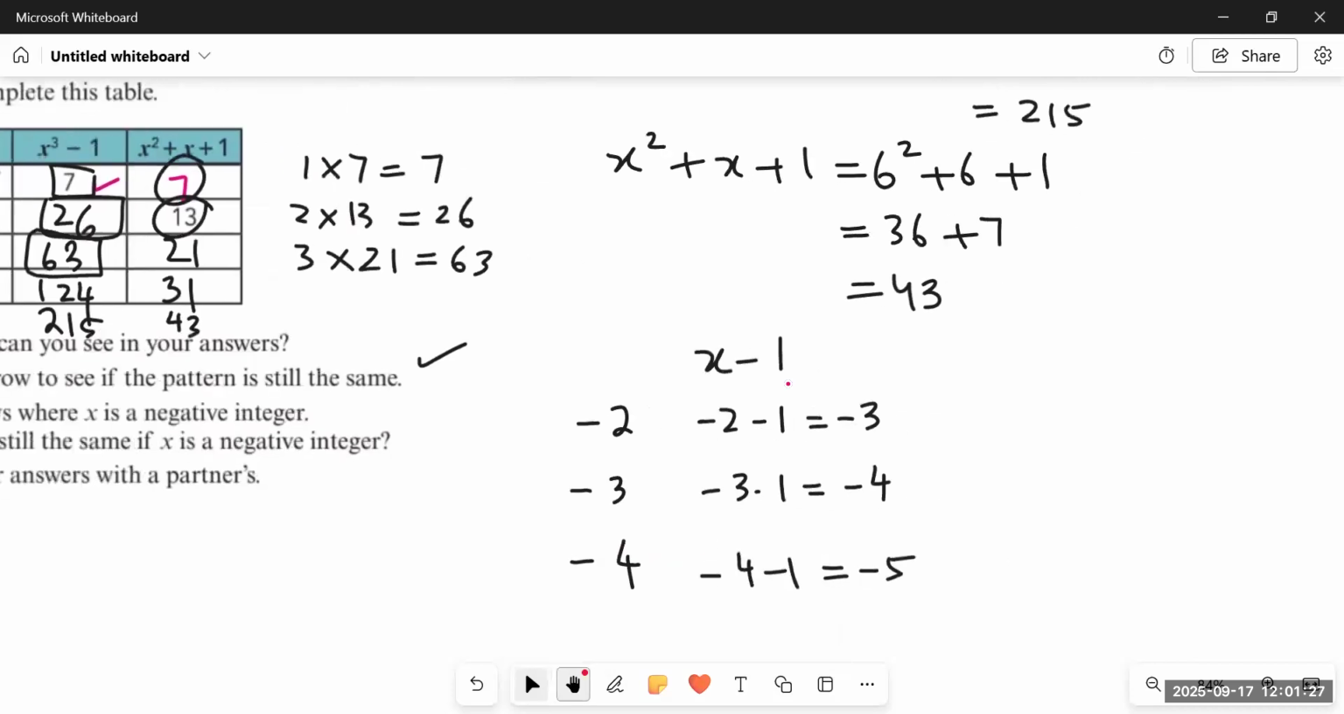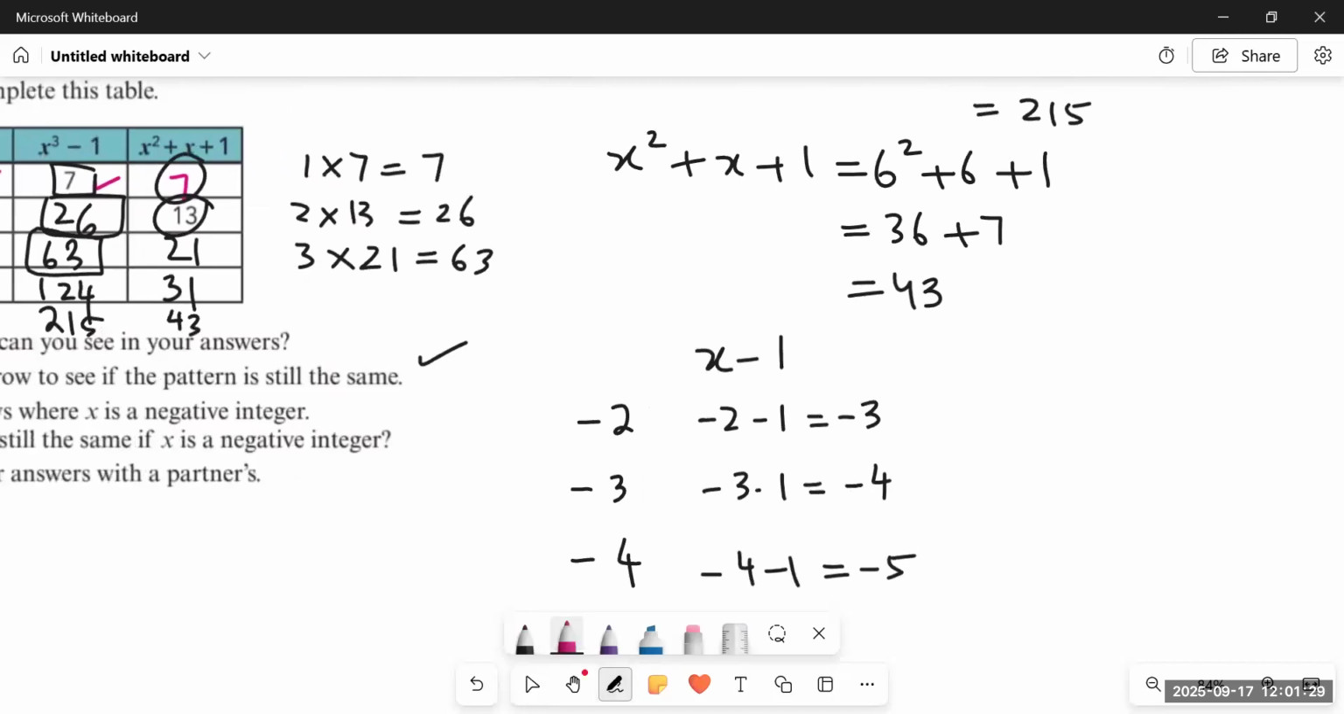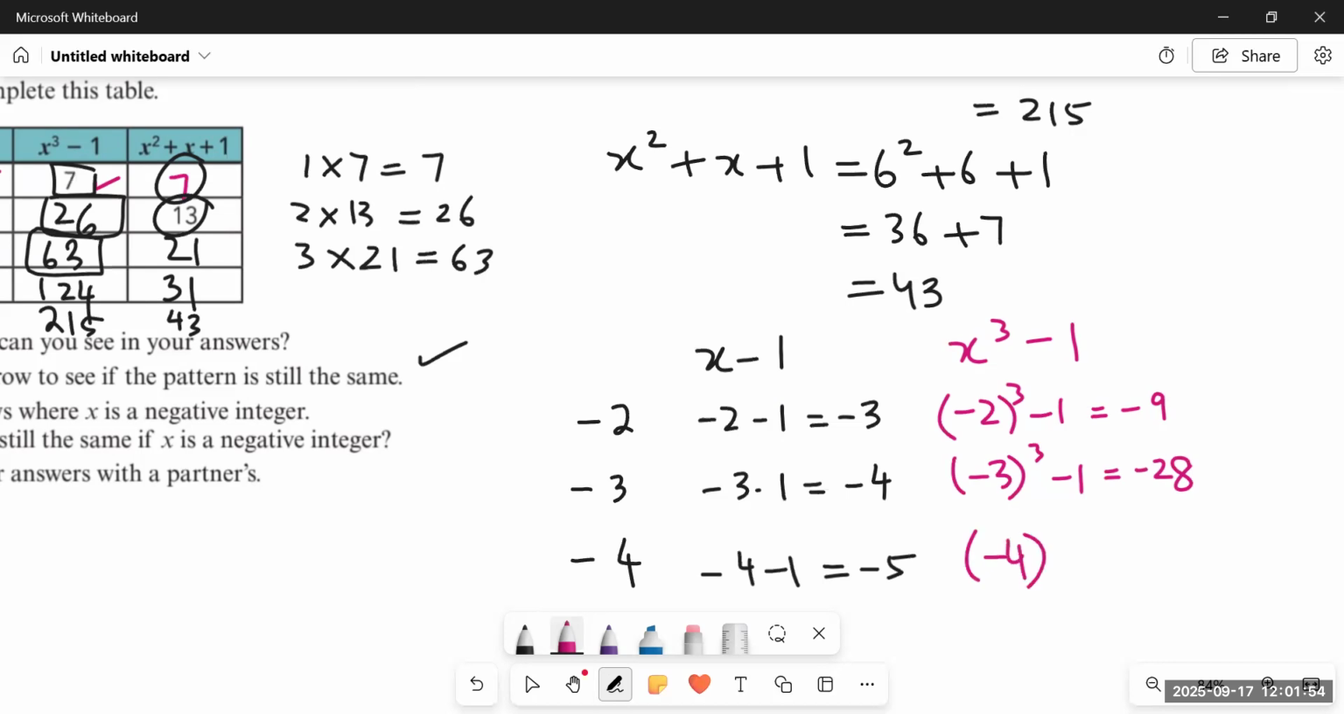Now let's move to the next column, that is x cube minus 1. Minus 2 to the whole cube minus 1 would be minus 8 minus 1, which is minus 9. Here comes minus 3 cube minus 1. The cube of minus 3 is minus 27, and minus 27 minus 1 is minus 28. And for the third one, we have minus 4 to the whole cube, which is minus 64, minus 1 is equal to minus 65.